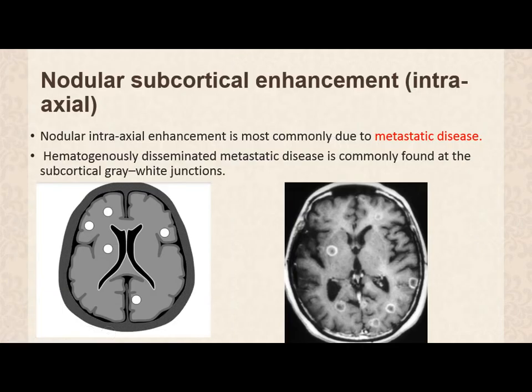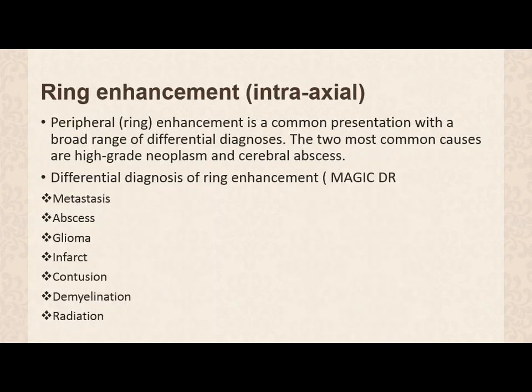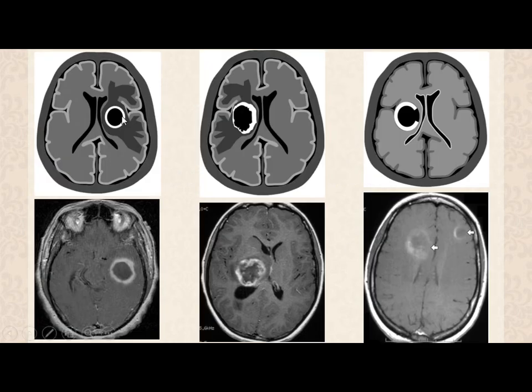Nodular subcortical enhancement is also intra-axial. When there are metastases or abscesses or things like that, you can see multiple intra-axial masses or areas of enhancement. Ring enhancement is also intra-axial and can be seen in metastasis, abscess, glioma, infarct, contusion, demyelination, and radiation. There are different kinds of ring enhancement: thin ring, thick ring, interrupted ring, each C-shaped. Each one has its own differential. I will not talk about that. You can see there are different kinds of enhancement. You can review them and see which enhancement means what.